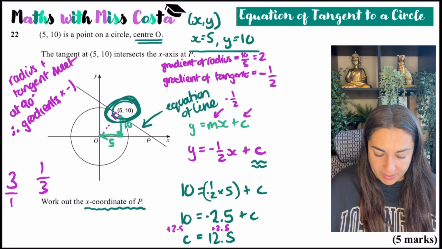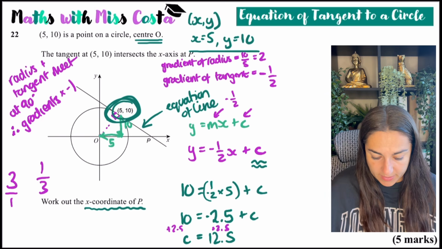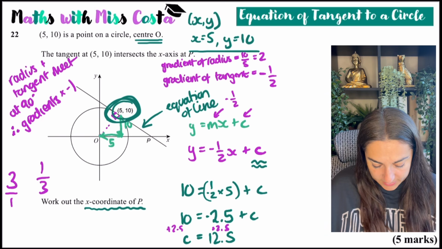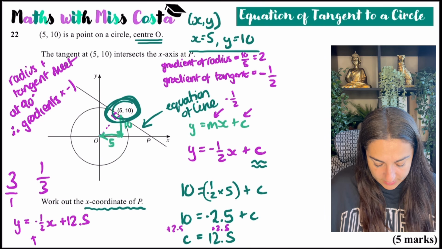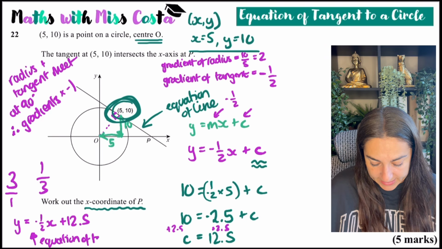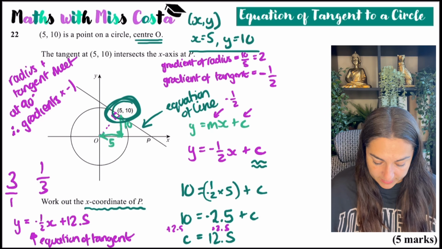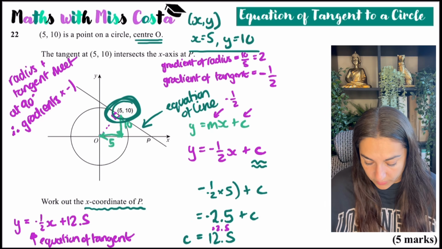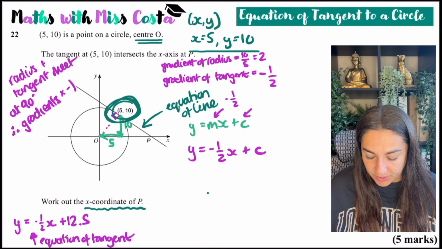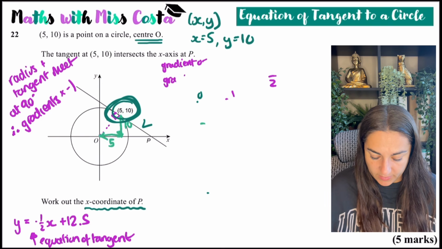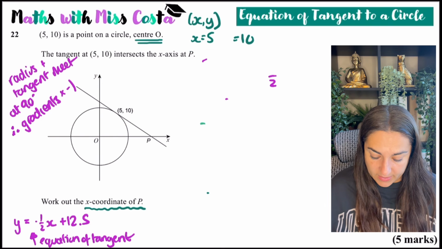So now I have the full equation of the tangent. So y equals minus a half x plus 12.5. This is the equation of the tangent. And if you have this equation, you can work out any coordinate on that line.